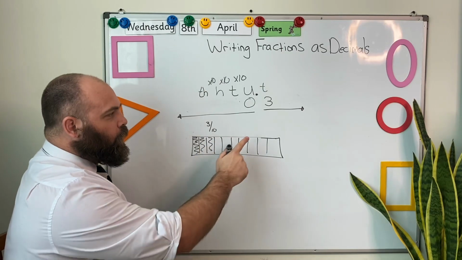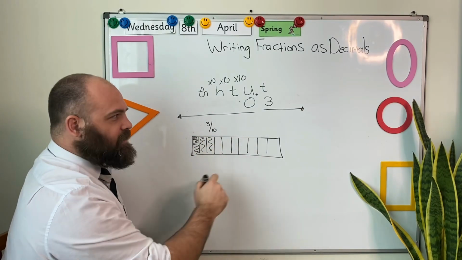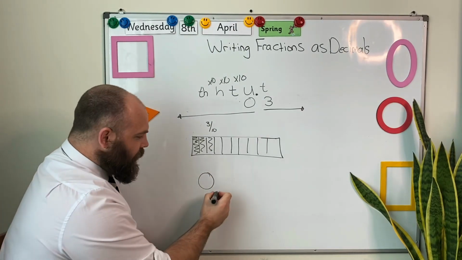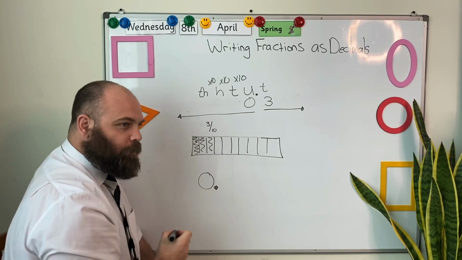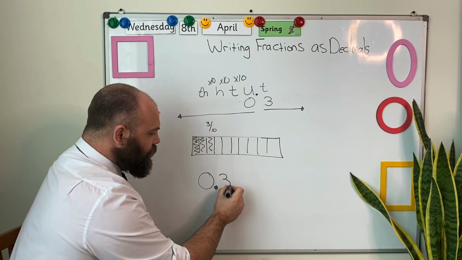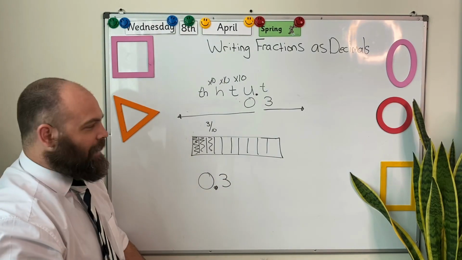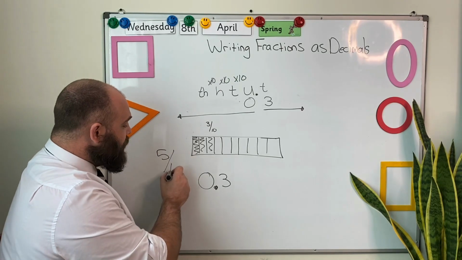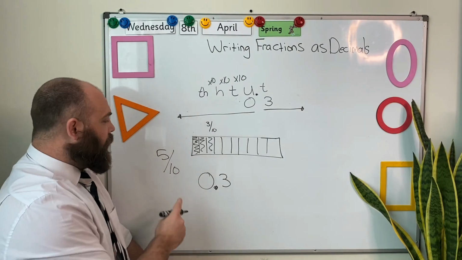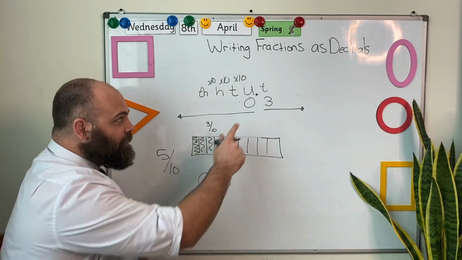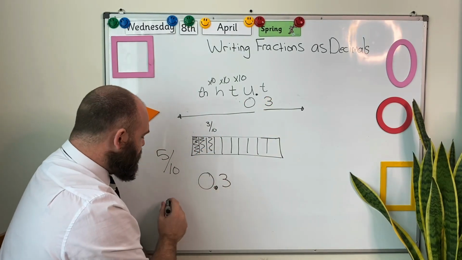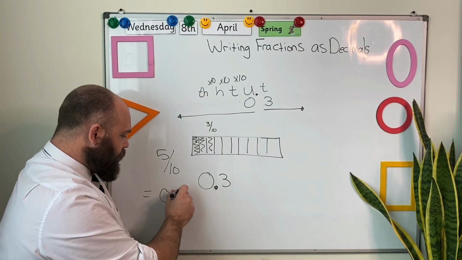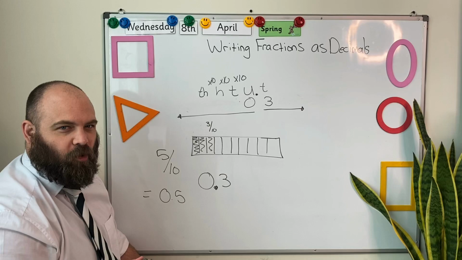So if I wanted to show 3/10 as a decimal, I would usually just put a 0 in my ones place. I'd show my decimal point and I would put the amount of tenths that I had down. If I wanted to show 5/10, for example, I have 5 in my tenths column. So 5/10 would be equal to 0 ones and 5 tenths, 0.5.